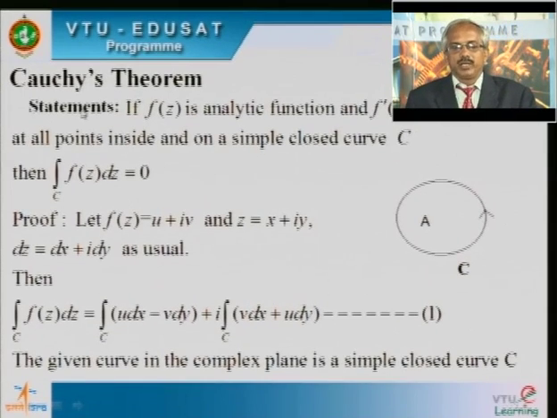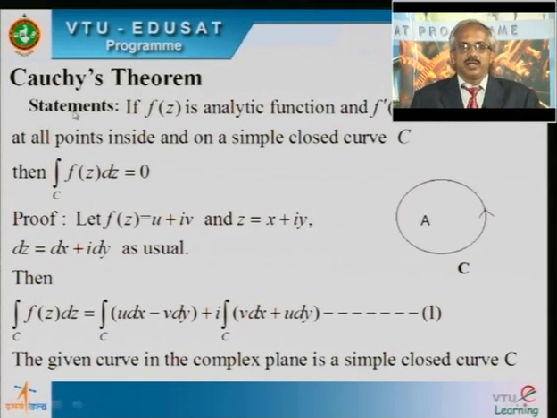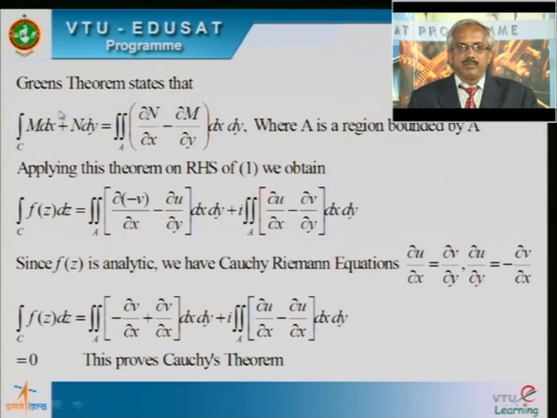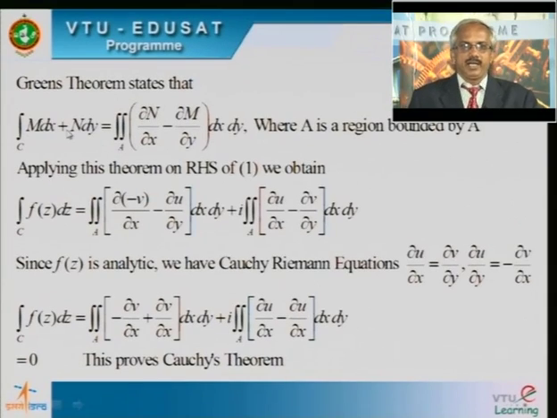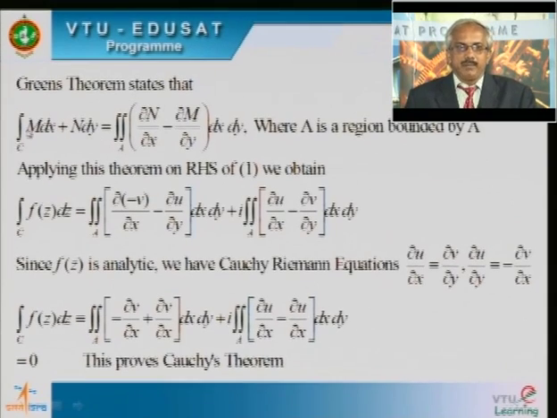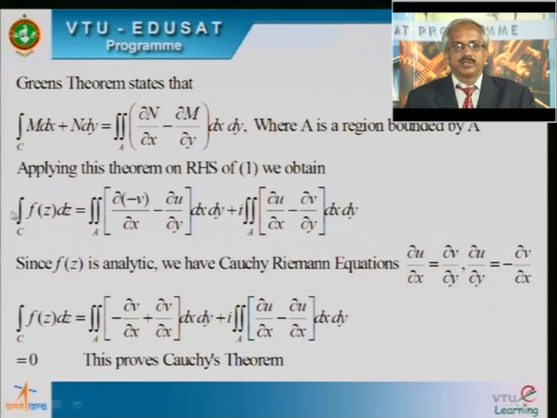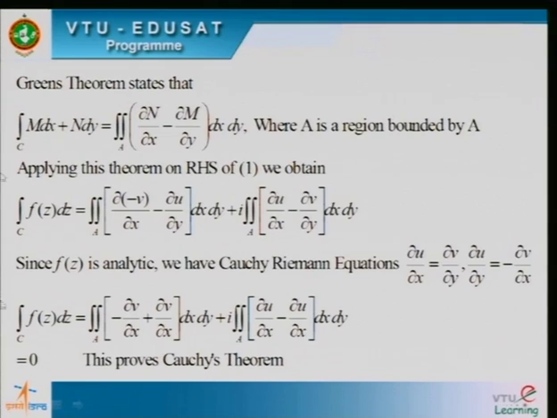So now we use Green's theorem. Green's theorem states that the line integral of m dx plus n dy, where m is a function of x and y, and n is a function of x and y, along the curve C, converts into the surface integral of dou n by dou x minus dou m by dou y dx dy, where A is the region bounded by the curve C.